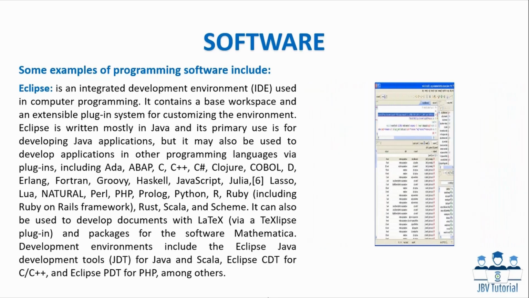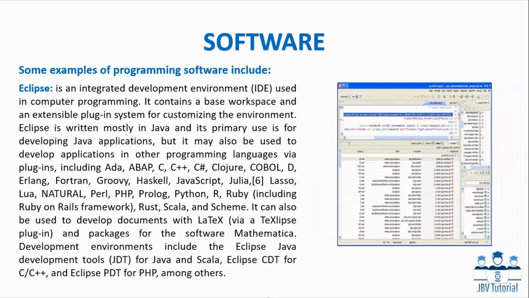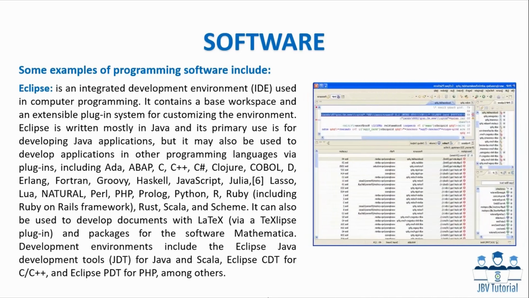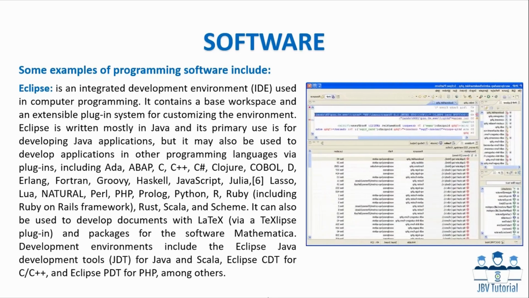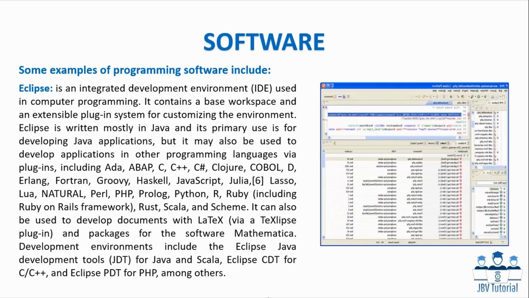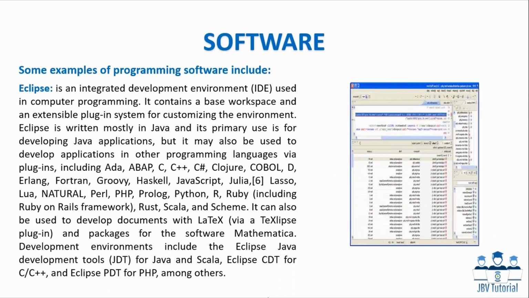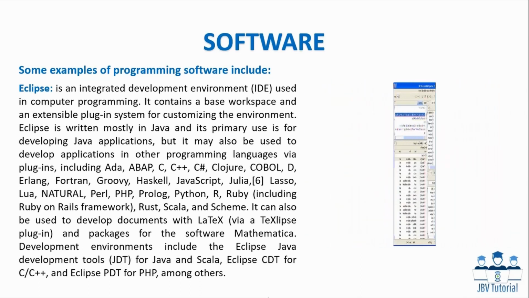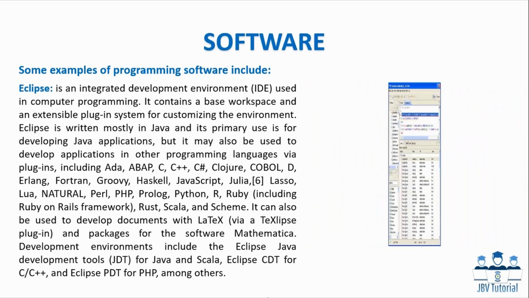used to develop applications in other programming languages via plugins including Ada, ABAP, C, C++, C#, Clojure, COBOL, D, Erlang, Fortran, Groovy, Haskell, JavaScript, Julia, Lasso, Lua, Natural, Perl, PHP, Prolog, Python, R, Ruby, including Ruby on Rails framework, Rust, Scala, and Scheme. It can also be used to develop documents with LaTeX, via a TeXlipse plugin, and packages for the software Mathematica. Development environments include the Eclipse Java Development Tools, JDT for Java and Scala, Eclipse CDT for C/C++, and Eclipse PDT.